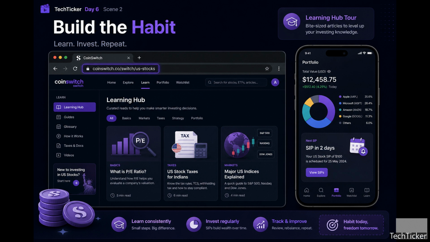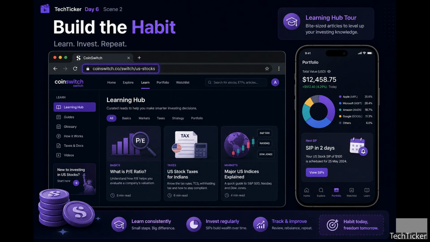These aren't 50-word blurbs. They're structured explainers written for Indian audiences, with rupee context, LRS references, and practical examples. Before you trade NVDA on CoinDCX, read the CoinSwitch explainer on what NVIDIA actually does. That 5-minute read can save you from buying a stock you don't understand.